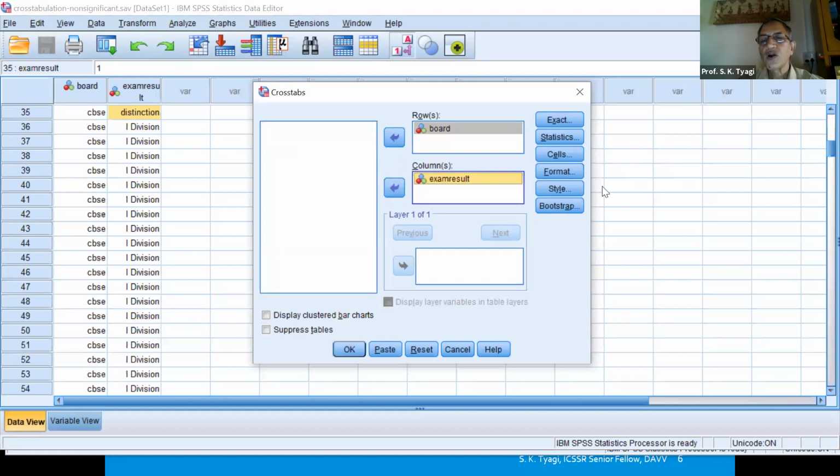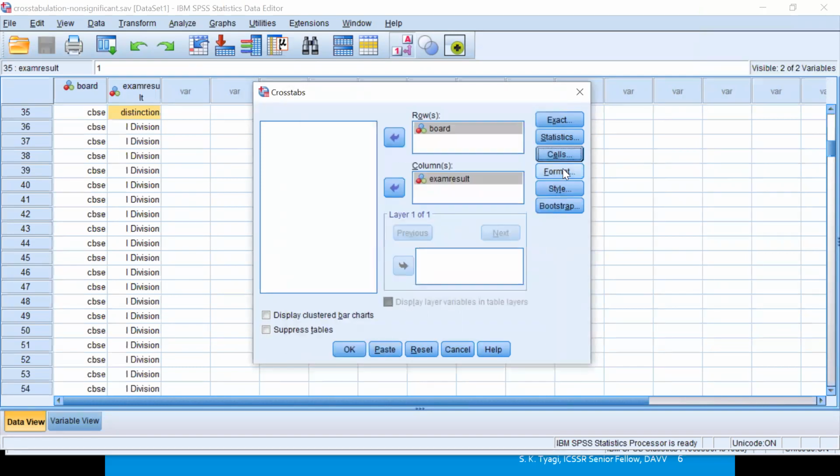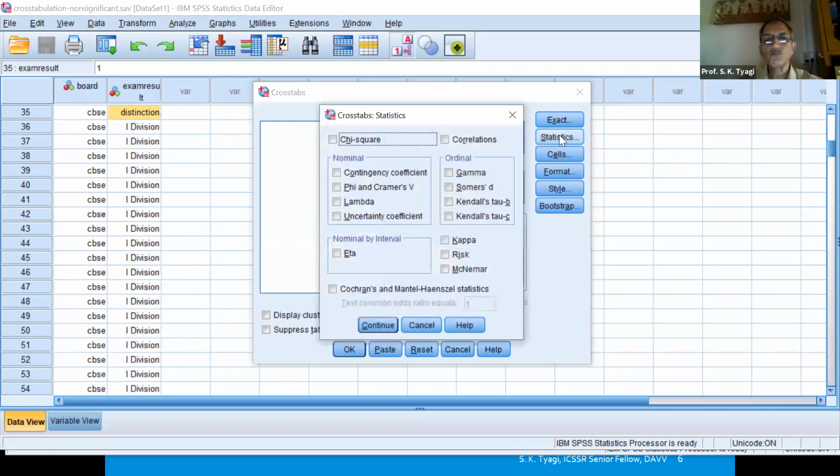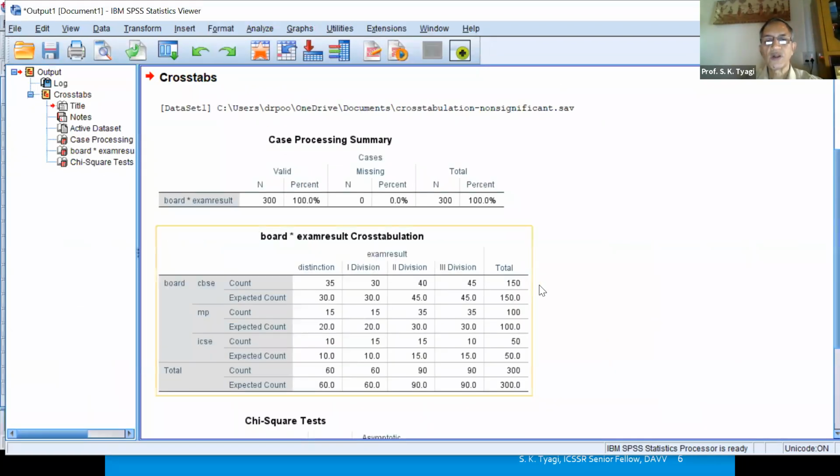Okay. Now, if you want expected frequency, we can have here cell expected. Continue, and chi-square statistics, chi-square. Continue and okay. So we got the output. We have this table, board into exam result cross tabulation. This is observed frequency 35, 30, 40, 45, and this is 15, 15, 35, 35.